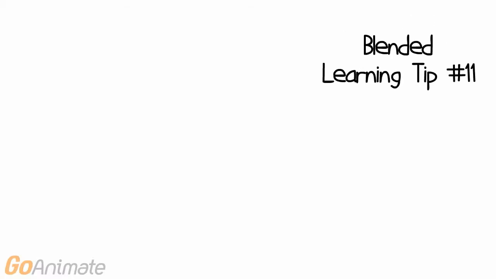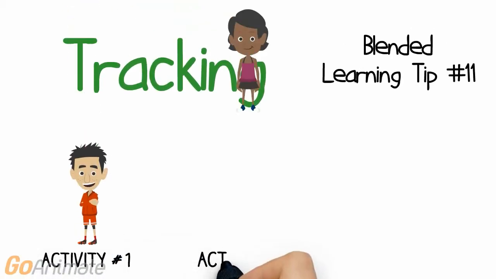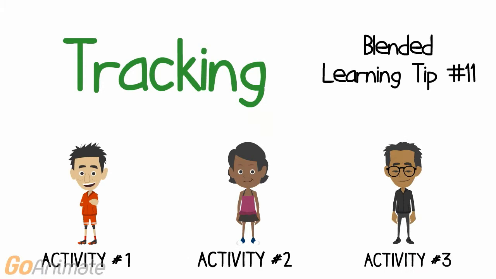The 11th blended learning tip I want to share with you is on tracking. We talked about different strategies you can use to manage students, but let's specifically look at strategies to track students when each student is on a different activity. The strategy I use can be both done electronically and in paper form. Let's look at the electronic version first.